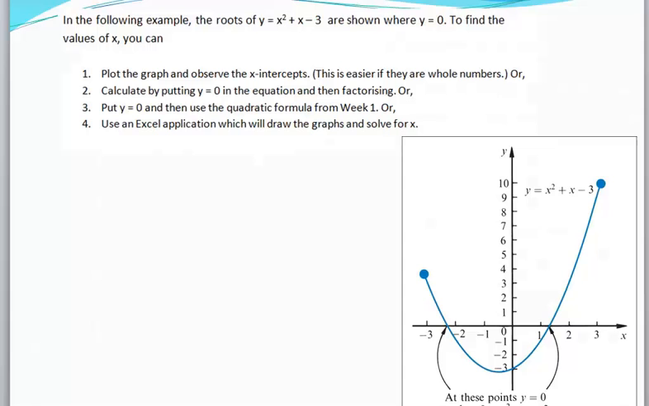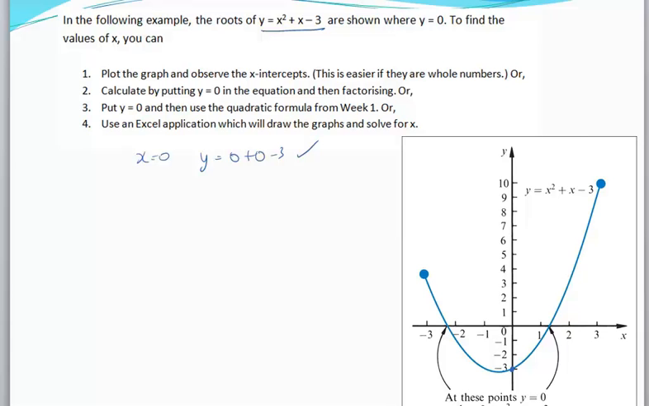So following example here we have y is equal to x squared plus x minus 3. And they're shown on here. So here we want to plot the graph and observe the x-intercepts. If we look at our intercepts, we cut through our y-axis at -3. And when we set x equal to 0, y is equal to 0 plus 0 minus 3. So yes, that's right here.